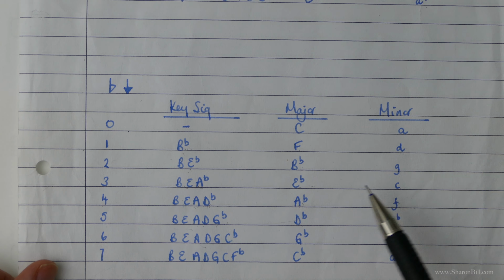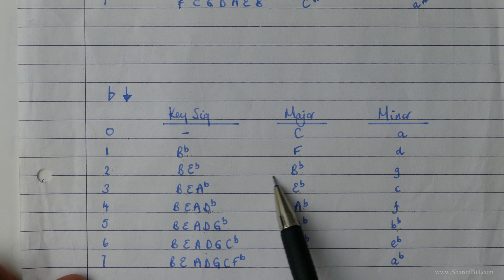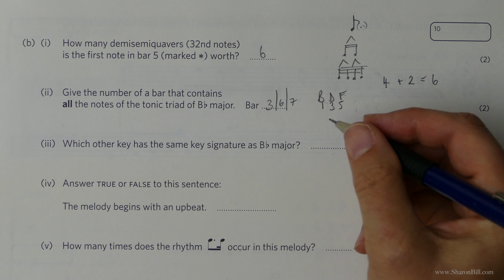However, if you've done that, you can see that B flat major is related to G minor, shares the same key signature, and so that's that answer.